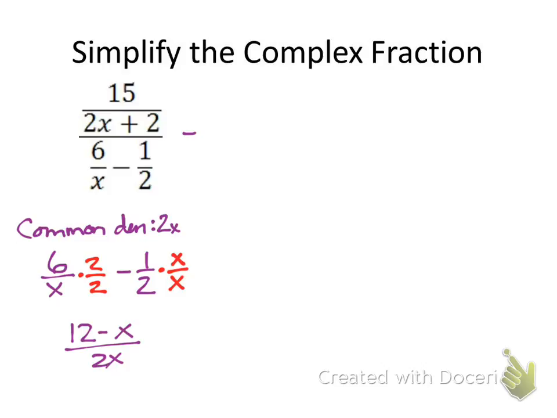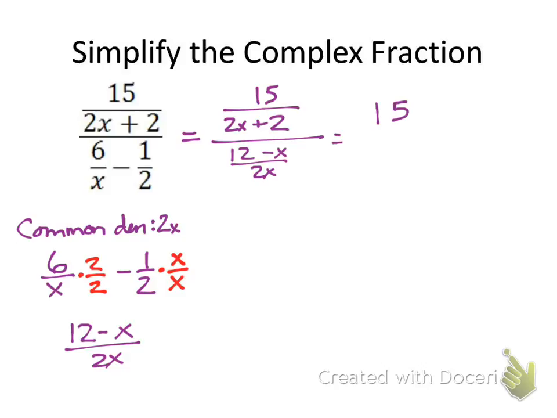Now let's go back up to the top. We have 15 over 2x plus 2 divided by, no longer this stuff, I'm going to have 12 minus x over 2x. Keep, change, flip. Keep your first fraction, 15 over 2x plus 2. Change division to multiplication and flip your second fraction.